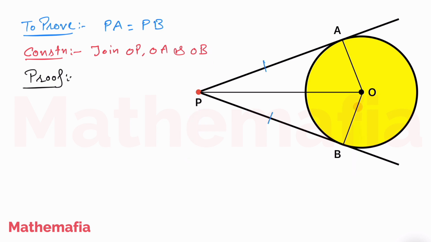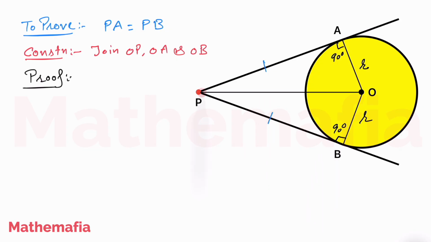Now we can see that OB and OA are the radius of the circle. So this is radius, this is also radius. And we also know that the radius that touches the point of contact of a tangent is always perpendicular to that tangent. So this angle will be 90°. Similarly, this angle will be 90° as well.